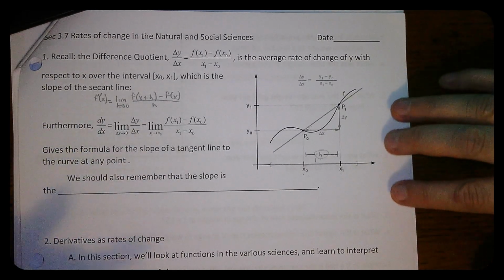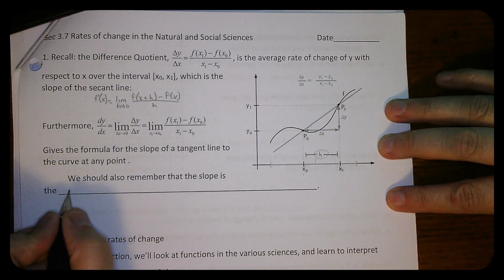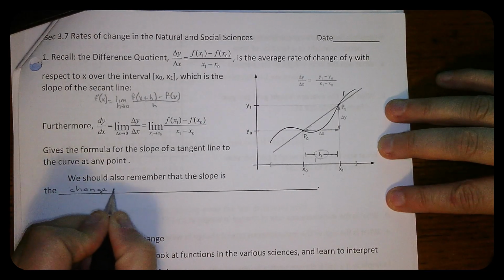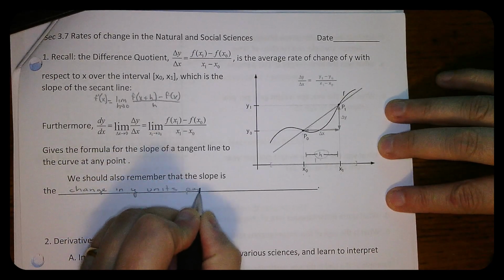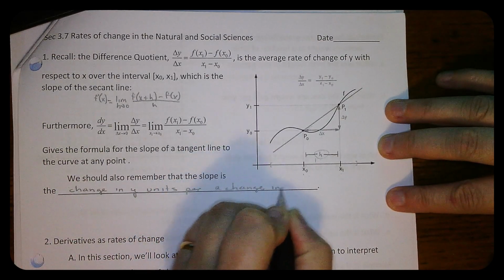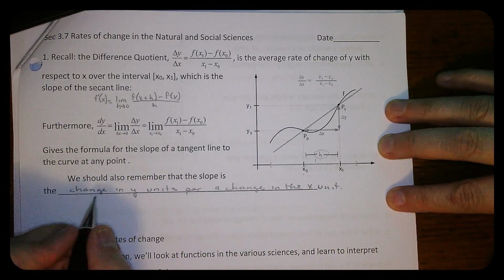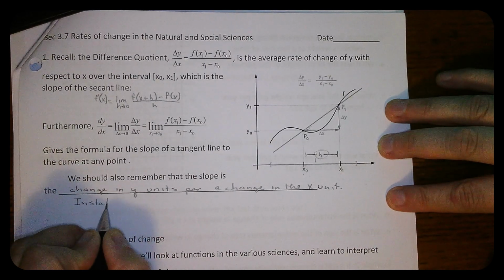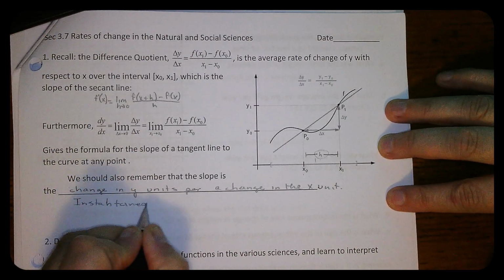But we want to shift gears and talk about word problems, so we want to remember that the slope of the tangent line is the change in the y per a change in the x units. And when it's the slope at one point, the slope of a tangent line, it's known as the instantaneous rate of change. So we're moving from the average rate of change to the instantaneous rate of change.